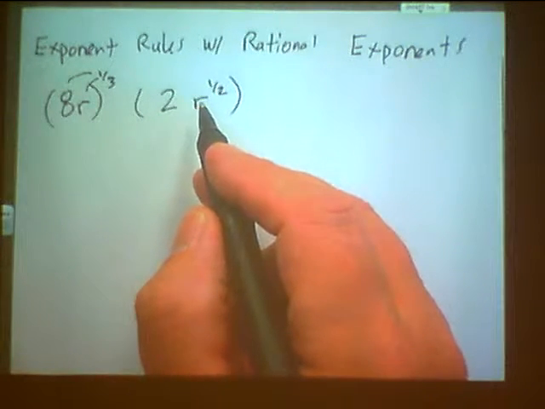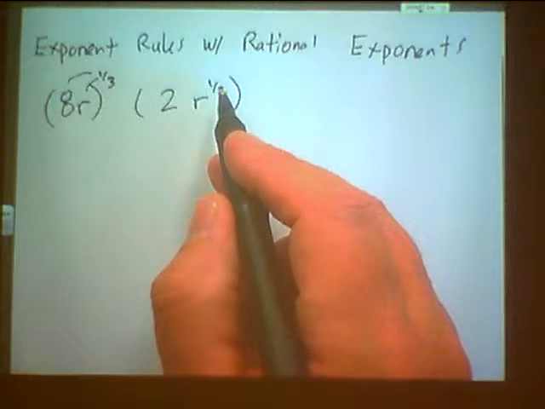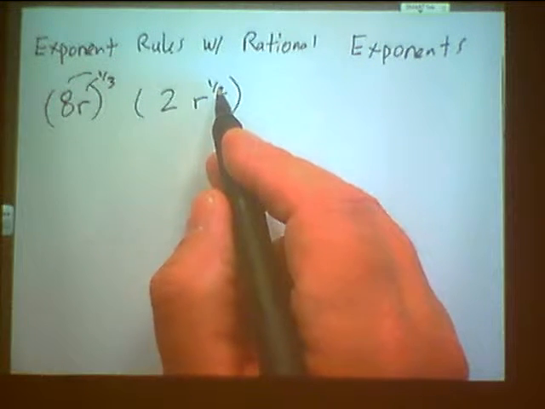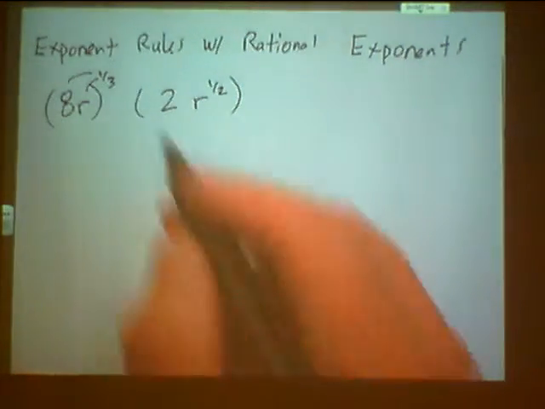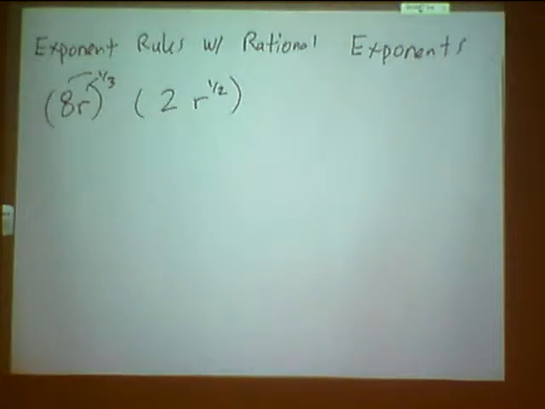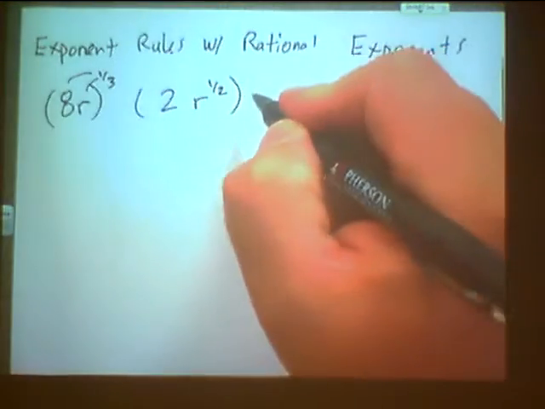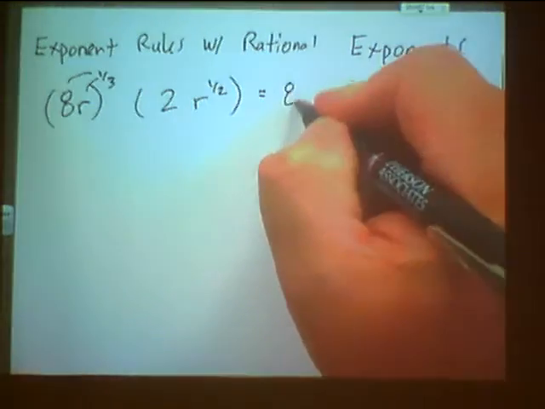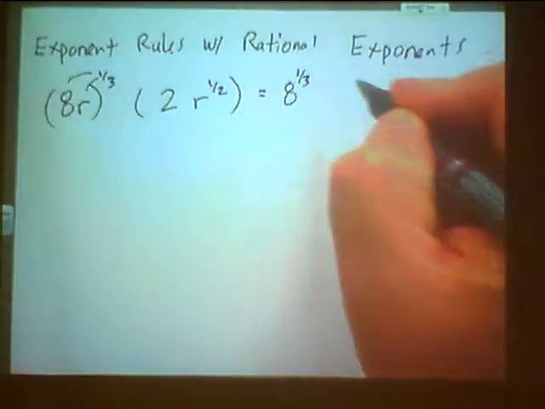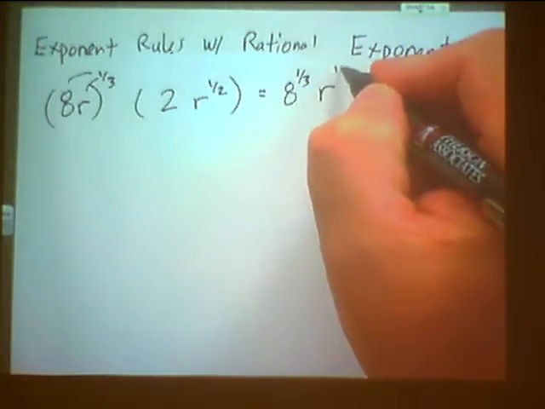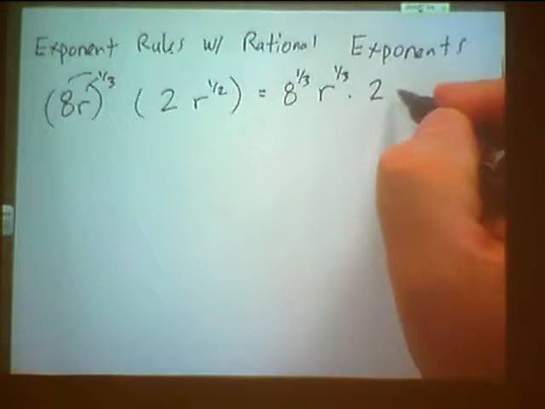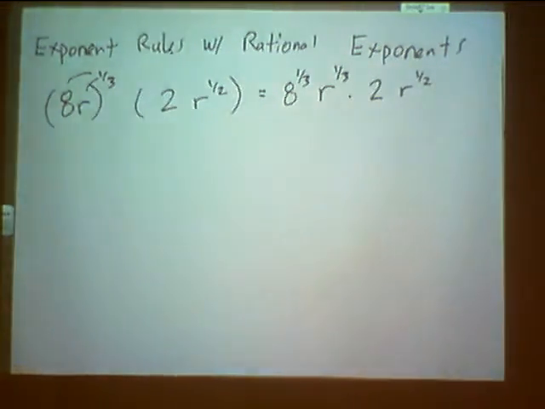But if you look at the second parenthesis, you notice the 1/2 is on the inside of the parenthesis, and therefore the exponent of 1/2 only gets applied to the r. The 2 is just there being multiplied. So if I apply the power rule here to that first parenthesis, I'm going to have 8 to the 1/3 r to the 1/3 times 2r to the 1/2.